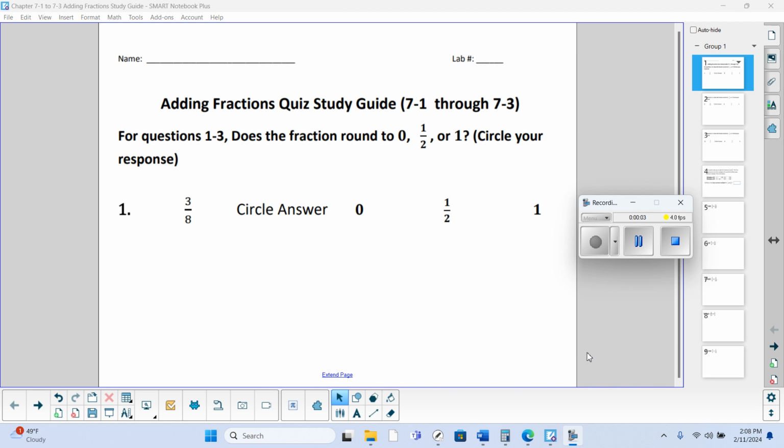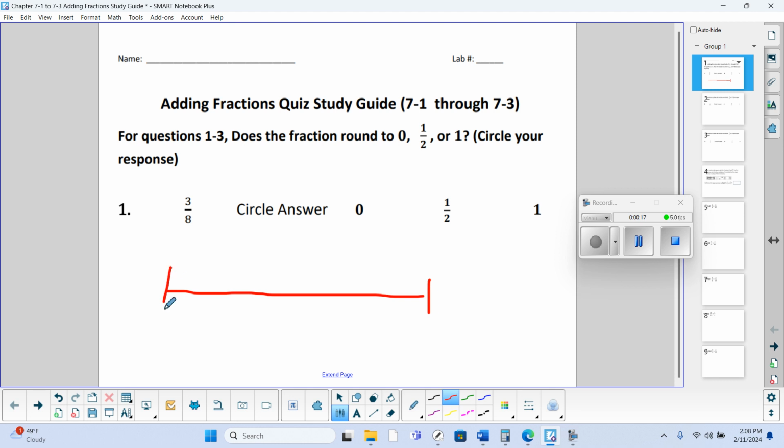Okay, so the first question is asking us, does this fraction round to 0, 1/2, or 1? As I've shown in class, I like to make a number line where we have 0 as 0/8, we have 1 as 8/8, and the middle of that is 4/8. So if you look at our fraction, 3/8, that's going to be right there. It's going to be closer to 4/8 than anything, so this rounds to 1/2.